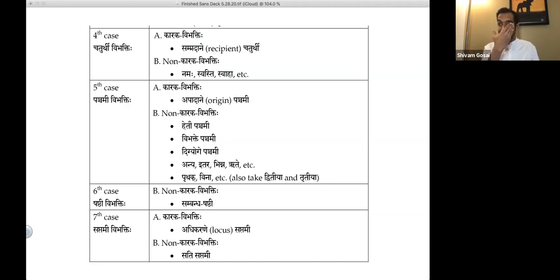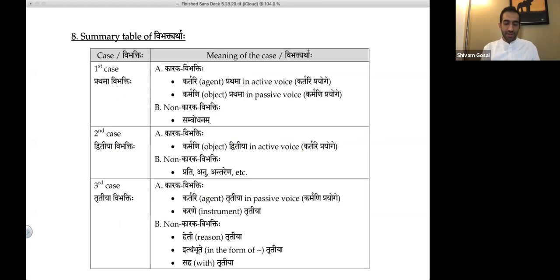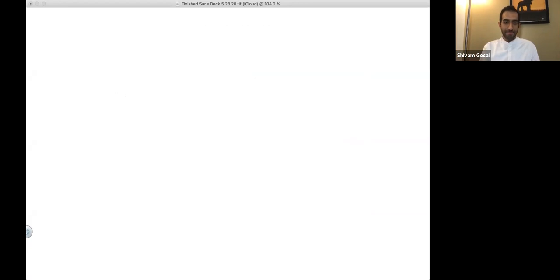But notice these are independent concepts. Why I keep saying that is because verbs can also be related to karaka. For example, we have kartri prayoga and karmani prayoga, right? Kartri prayoga means the voice which is connected to the karta, the doer. And karmani prayoga is the voice connected with the object. So this concept also relates to other things such as verbs. Okay. So continuing on.